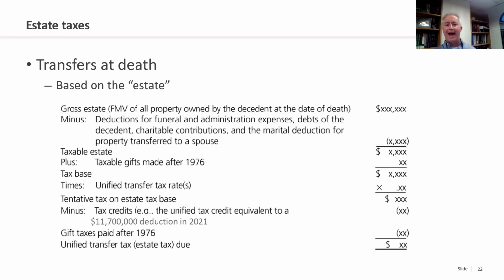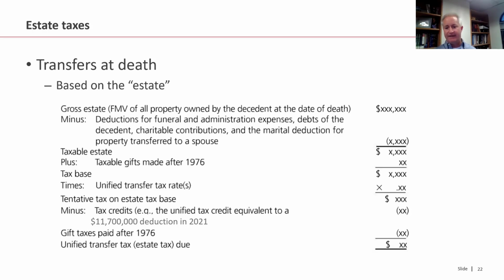You take that and then you add all the taxable gifts that you've made. So notice that what we're really doing is adding up your total amount of transfers. To that, you apply the tax rate, and then you deduct the credit from that. And again, that credit is equivalent to about $11.7 million of gross estate, or taxable estate.